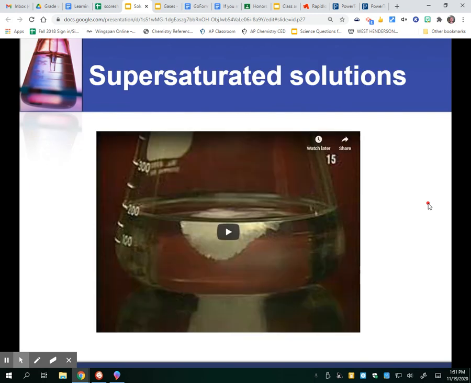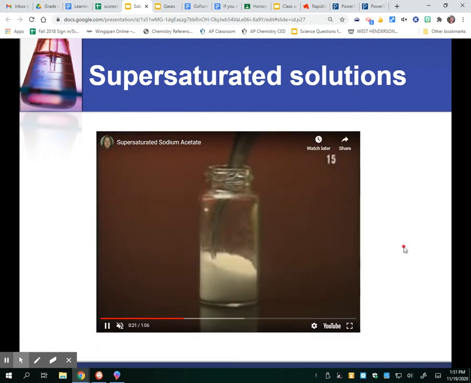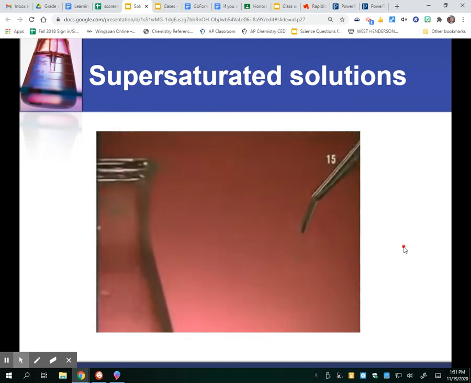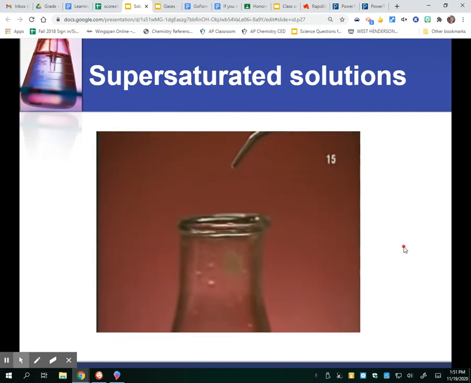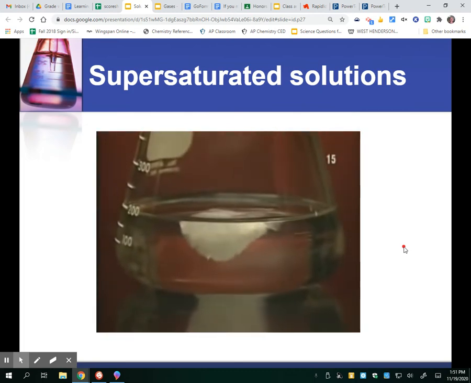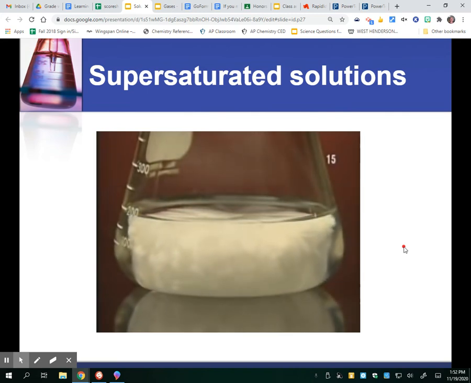So what I have here is a little video on a supersaturated solution. This is of sodium acetate. We've made the supersaturated solution, so it's cooled down and it's holding more than it should at a particular temperature. What you're going to see in this video is we're going to take a tiny little crystal of sodium acetate, the solid, and drop it into this solution. When we do that, it disturbs this unstable mixture and causes it to undergo mass crystallization.